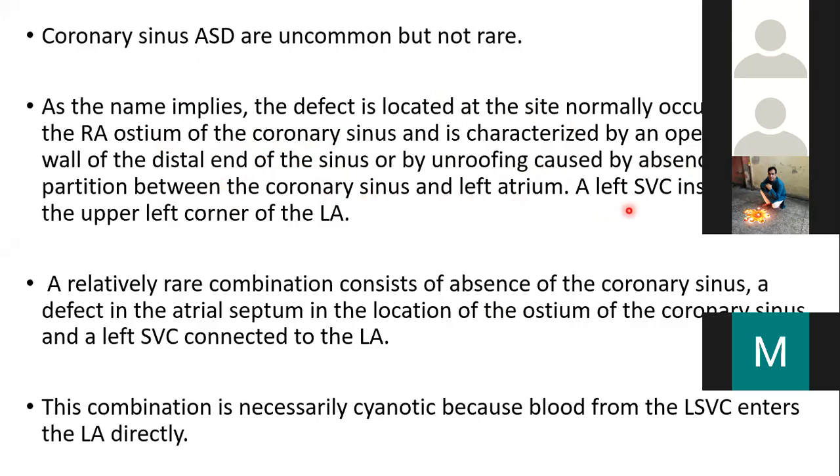So the left SVC inserts into the upper left corner of the left atrium. A relatively rare combination consists of absence of the coronary sinus, a defect in the atrial septum in the location of the ostium of the coronary sinus, and a left SVC connected to the left atrium. So this combination is necessarily cyanotic because the blood from the left SVC enters directly into the left atrium.